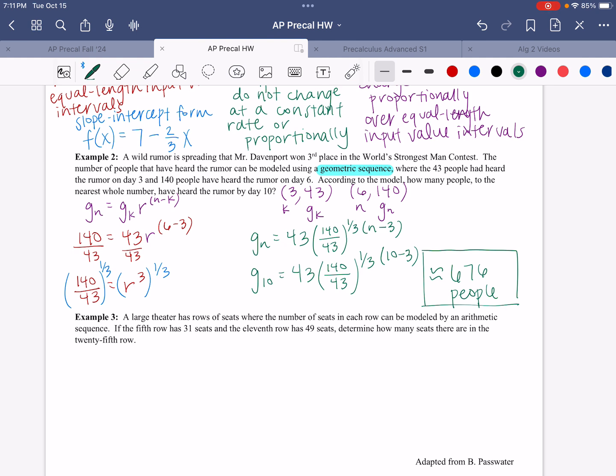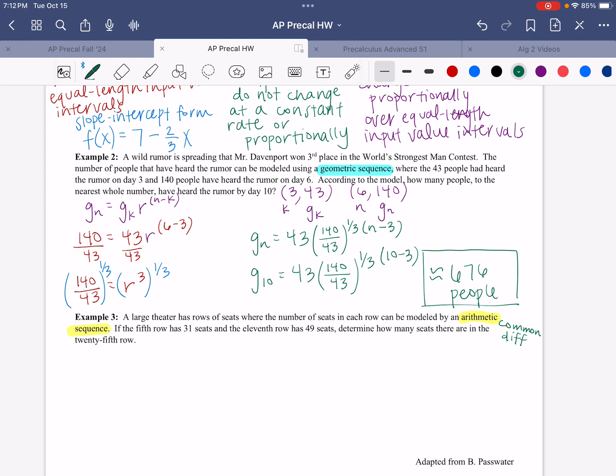Okay, let's do example 3. It says a large theater has rows of seats where the number of seats in each row can be modeled by an arithmetic sequence. Okay, so arithmetic sequence, we're going to be finding the common difference. If the 5th row has 31 seats and the 11th row has 49 seats, determine how many seats there are in the 25th row.